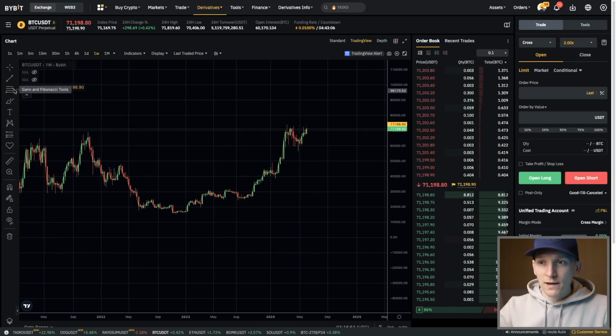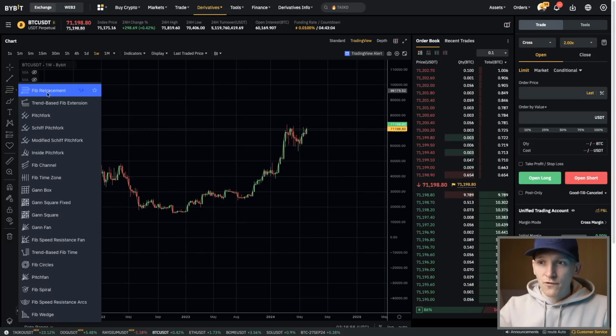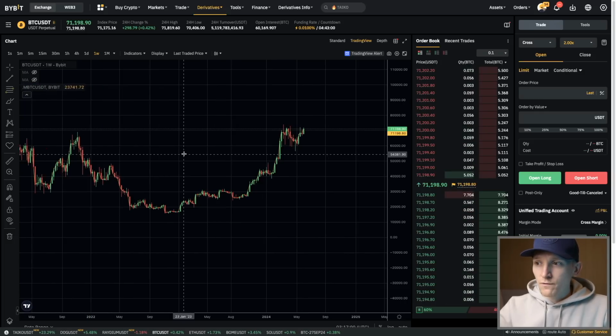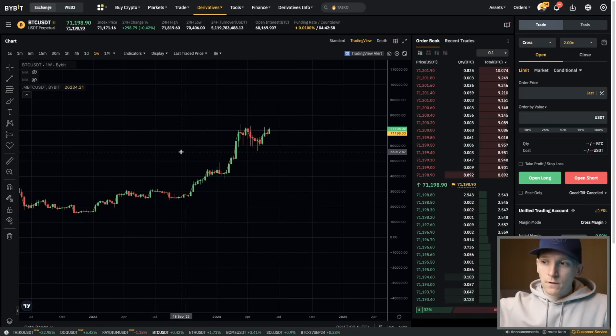On the left-hand side, we're going to go to the Fibonacci retracement tool, and then we're going to draw it on our chart. How to draw a Fibonacci retracement? We go from the low to the high of an expansion.